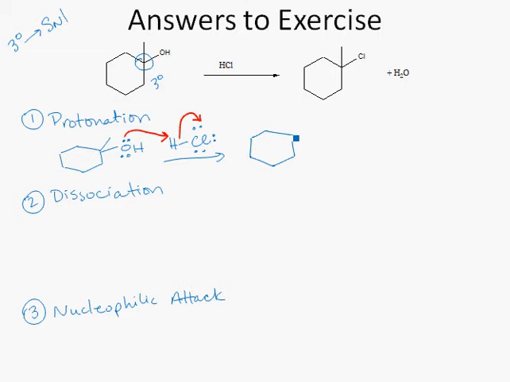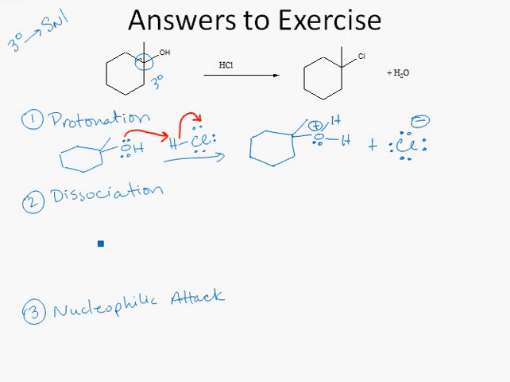Now I will draw the alkoxonium ion. My oxygen again has a positive charge because it only has 1 lone pair and 3 bonds. To balance that, the chlorine has a negative charge. So notice that on the left side of this reaction, it was neutral overall. It's still neutral on the right side.